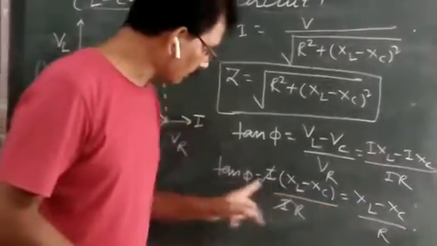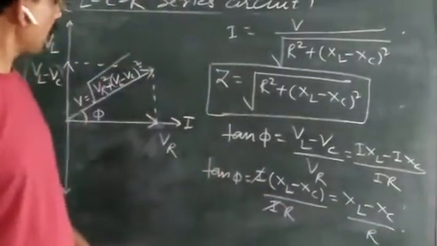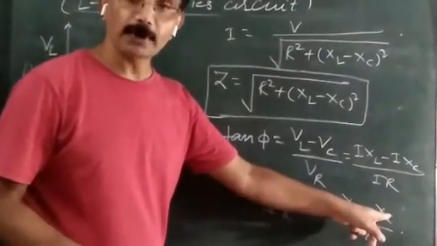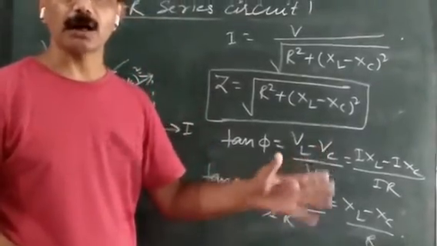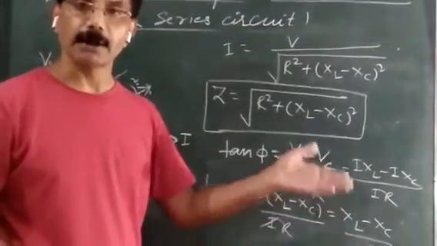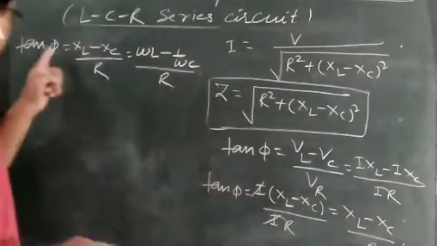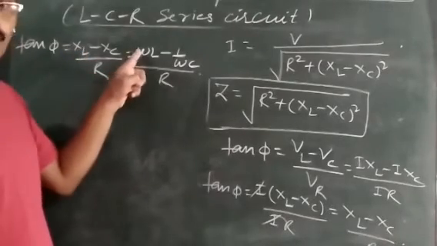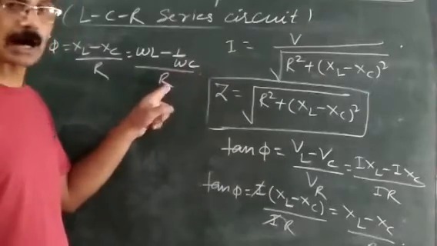तो यहां पे tan phi XL minus XC upon R. And also you know XL is equal to omega L, XC is equal to 1 upon omega C, and here R. So also you can write in the terms of omega L and 1 upon omega C. So you can write tan phi XL minus XC upon R, at place of XL also you can write omega L minus at place of XC 1 upon omega C by R.